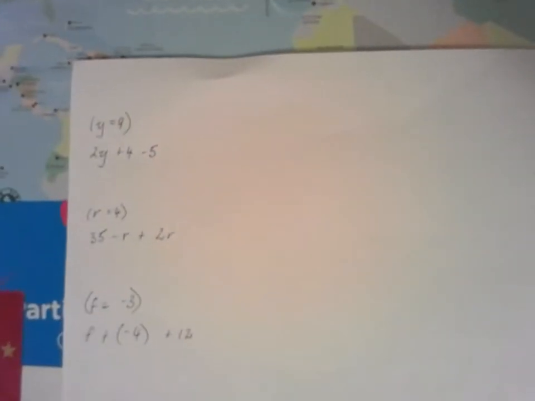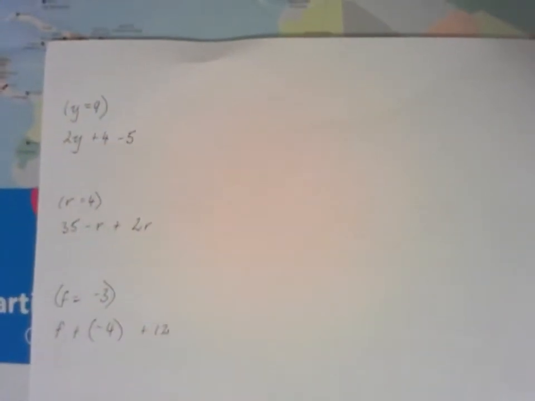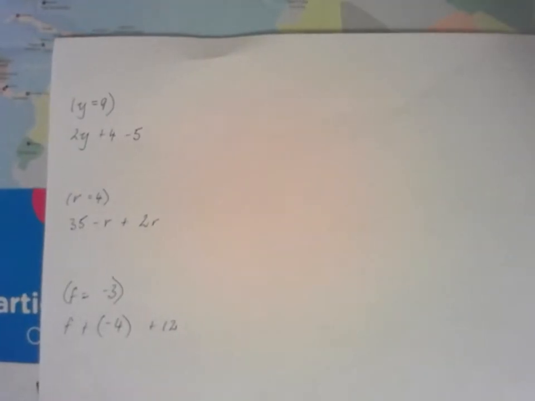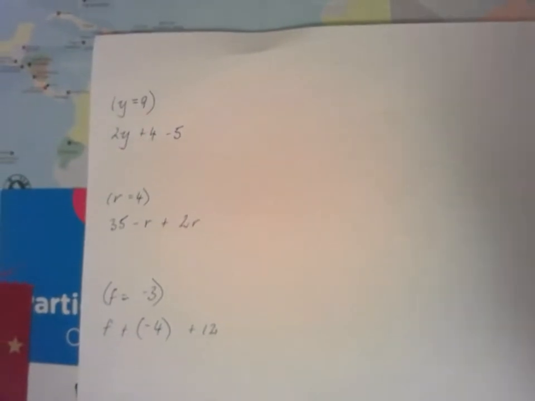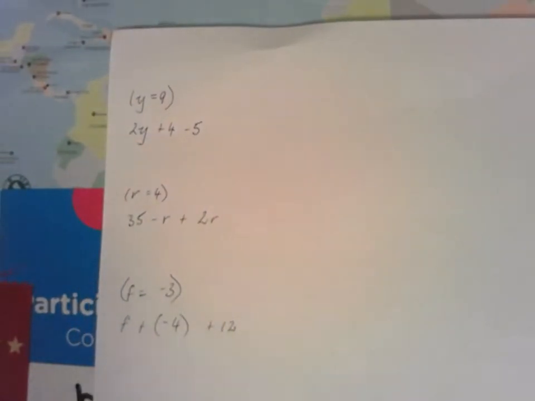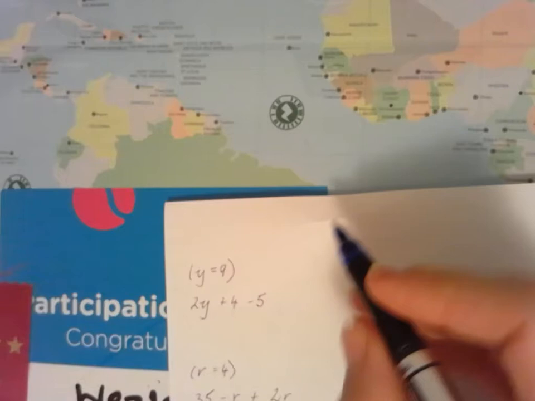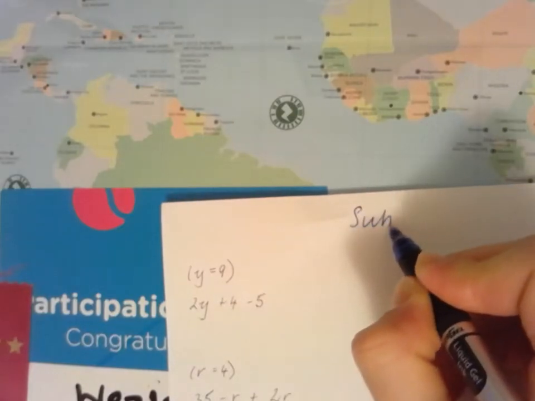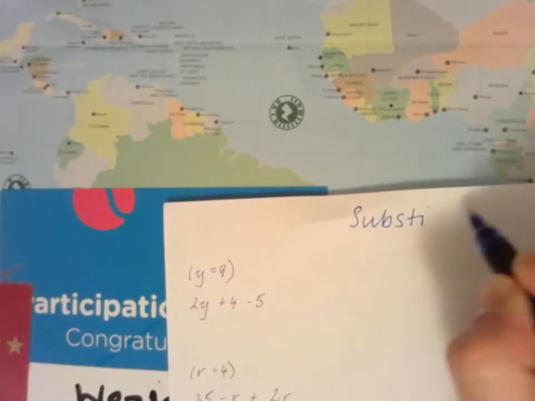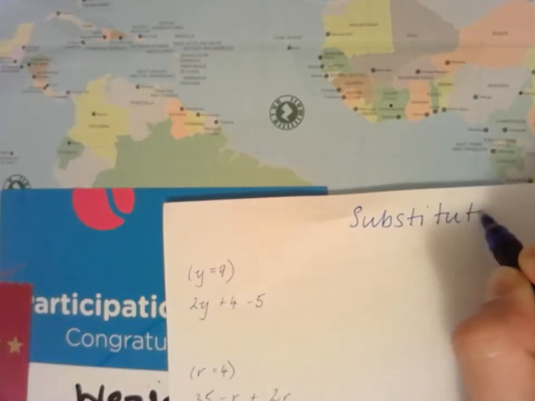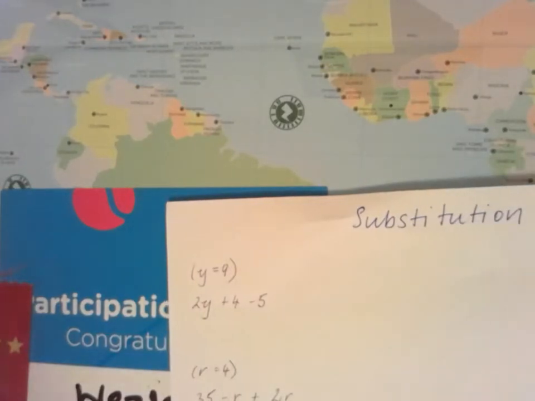So we're going to go back through the first 3 questions on your quiz paper that you did in class. I just had to write the questions out because I didn't have a spare quiz sheet at home. Okay, so the first 3 questions on your paper were about substitution.